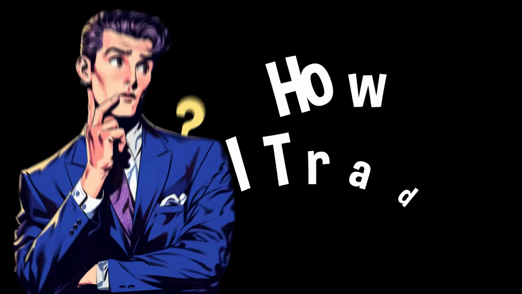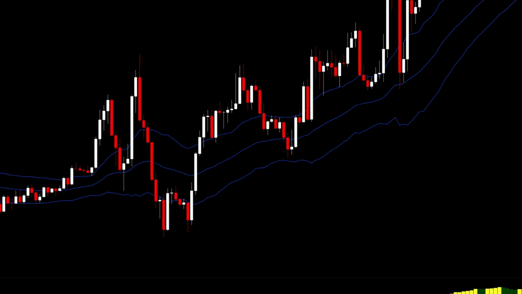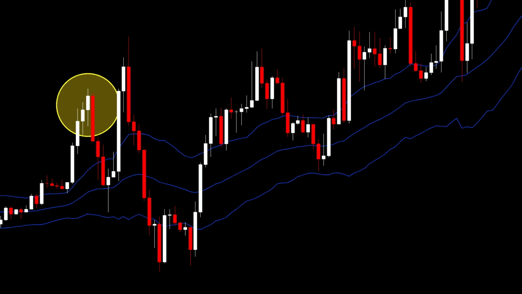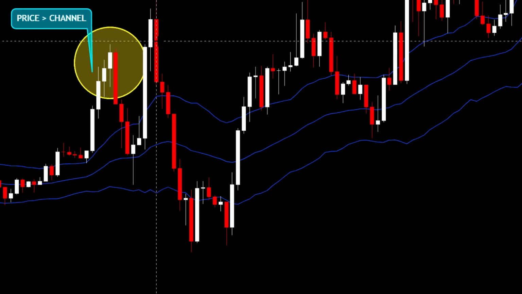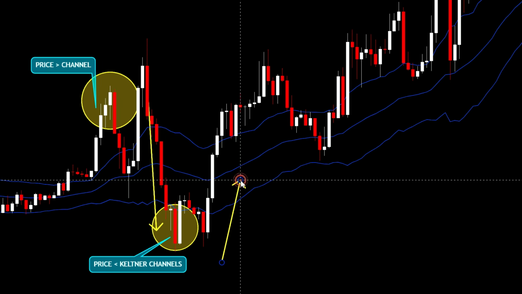Step 3. How I trade it. Here's how I actually use it. Say price is above the Keltner channels, that signals bullish bias, right? But I don't just go all in. I wait for the price to dip back under the line, then push back above it.